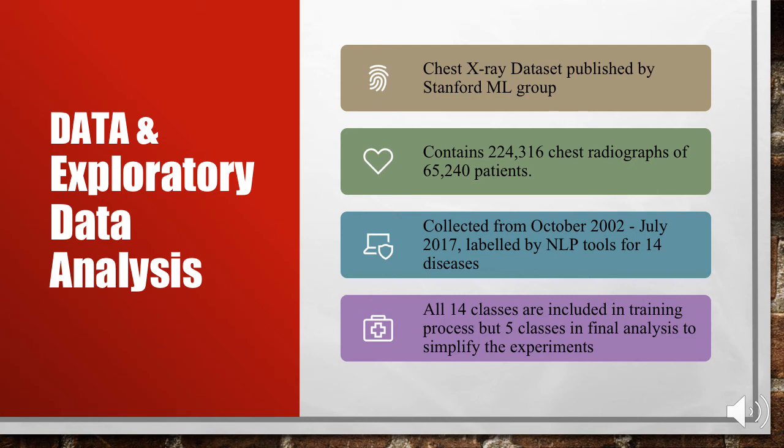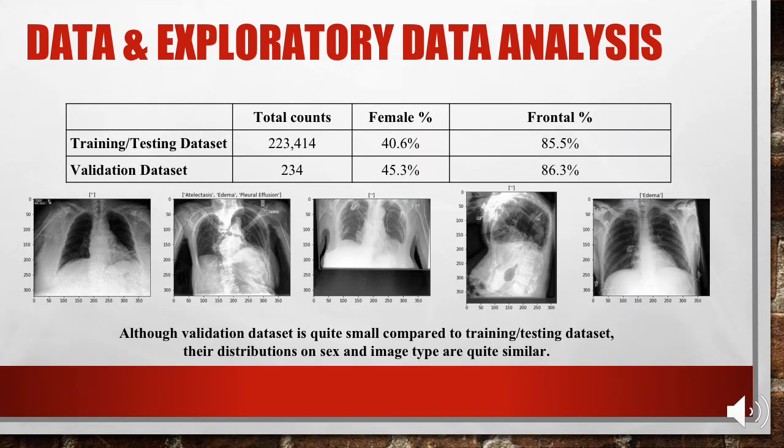The CheXpert dataset was published by the Stanford ML Group, and it's a fairly large dataset collected over a long time, and it was labeled for 14 diseases. All these 14 classes are used in the training process, and 5 of them are included in the final analysis. Let's take a quick look at the data. Compared to the training set, the original dataset comes with a very tiny validation set, but their distribution on sex and image type are quite similar, so we used this validation set to measure our model's performance.